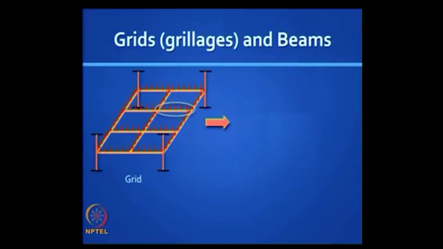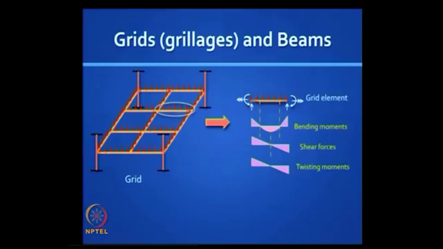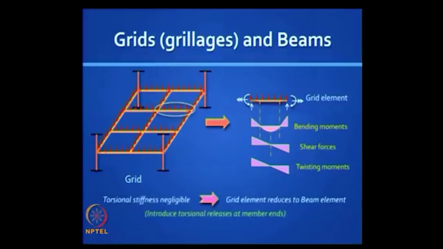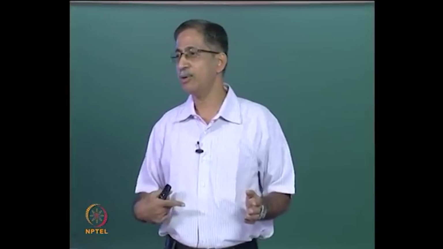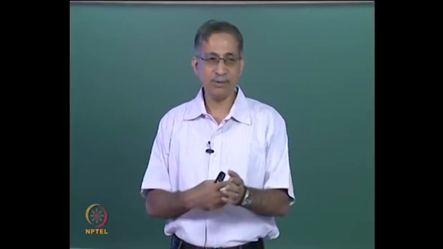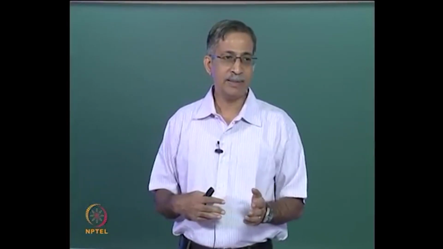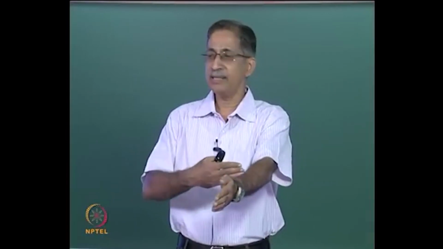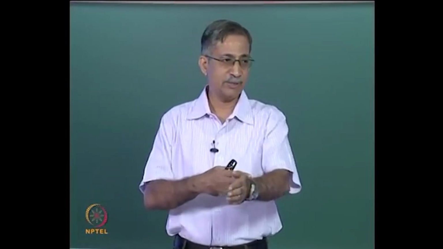The grillage looks like this, it is all in one floor, and as I mentioned earlier, the additional internal force you get is a twisting moment, which is what makes it different from a normal beam. So a grid element is a beam which also has torsion, and if the torsional stiffness is negligible, for example if you are dealing with reinforced concrete, this kind of torsion is called secondary torsion or compatibility torsion, a concrete to concrete connection for torsion is not very strong.